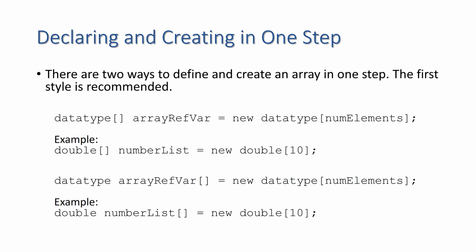It is possible to define and create an array in one statement. It is accomplished by combining the array declaration and the array creation with an equal sign. In this example, number list is defined as an array reference variable that can reference an array of doubles. The new double 10 actually allocates the array of 10 doubles in memory.